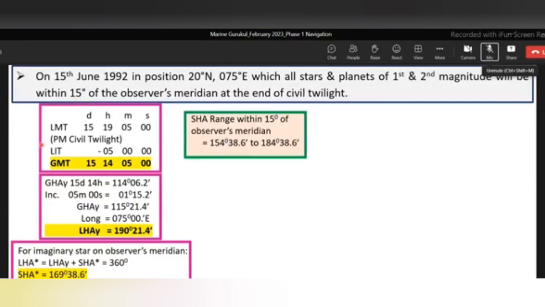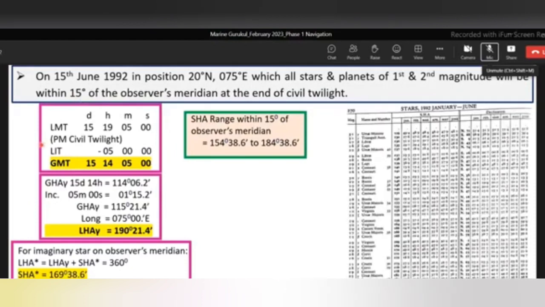Now we go to the daily pages. We go to the table for stars. Now, if we go to the table for stars in the nautical almanac, we know that this information is tabulated in the ascending order of the SHA. We identify this range that we have calculated, and we see that this is the range which is in question here.